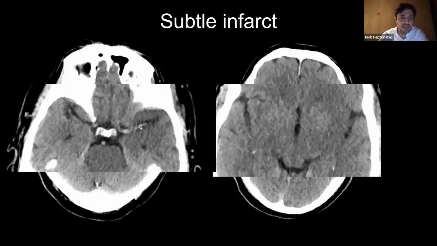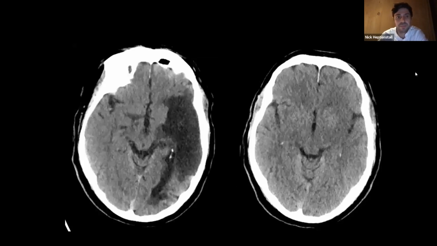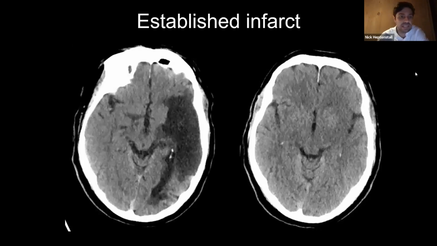The key here is that there is an area of increased attenuation within the left MCA. So this is acute thrombus within the left MCA, and there are some subtle changes within the insular ribbon. This is a large area of established infarct. So normal on the right, you can see normal parenchyma.